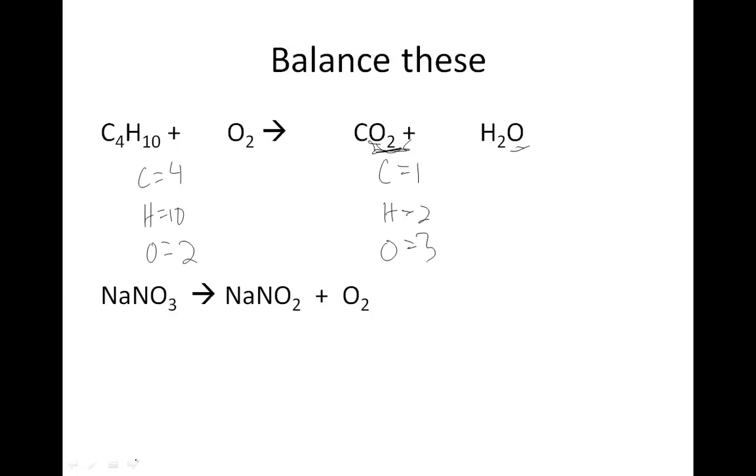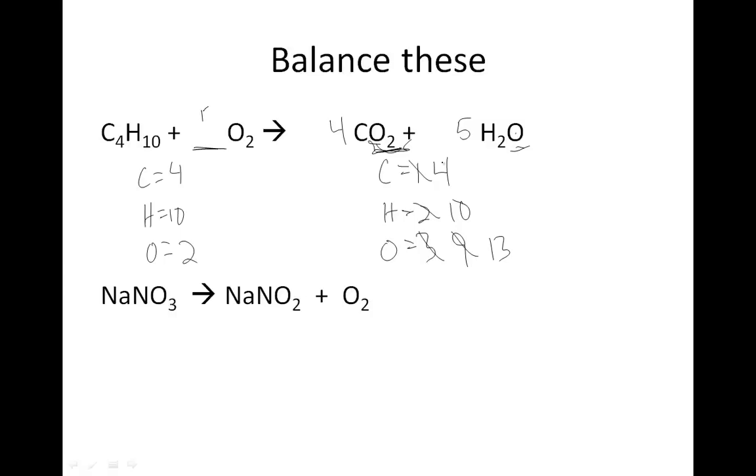Starting at the top, my carbons are messed up. So I'll put a 4 here. It gives me 8. No, it doesn't. It gives me 4 carbons and 8 plus 1, 9 oxygens. Okay. The next thing I want to balance is the hydrogens. To balance my hydrogens, I put a 5 here, and that gives me 10 hydrogens and 8 plus 5, 13 oxygens. So what do I put right here to get 13? Oh, man. Nothing really works that's a whole number.